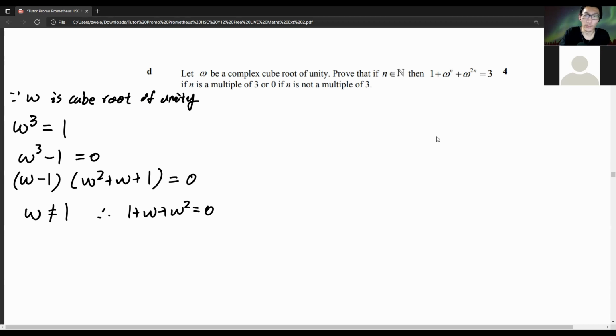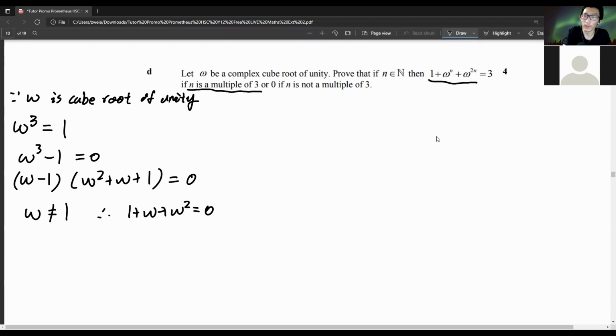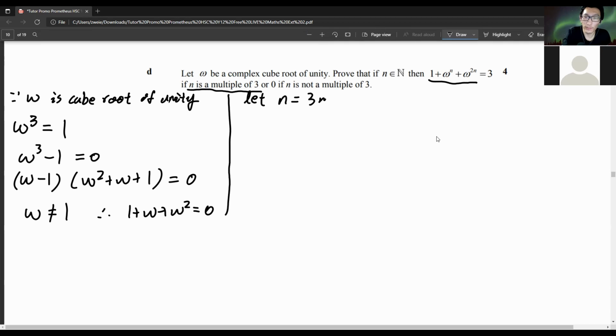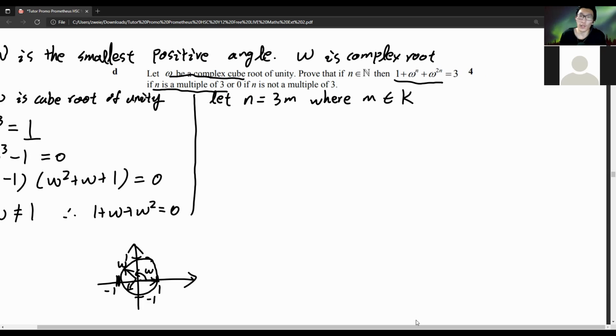Now, let's consider the first fact. If n is a multiple of 3, it's telling me that 1 plus omega to the power of n plus omega to the power of 2n is equal to 3. Let n equal 3m, where m is again a natural number, okay? N is just some natural number. All right, so now I know that n equals 3m.